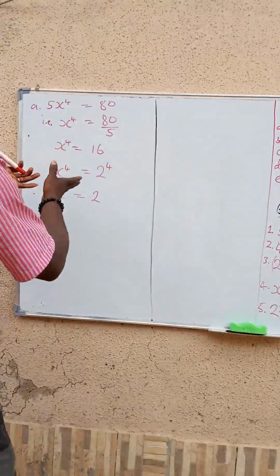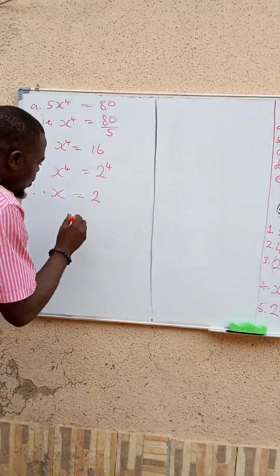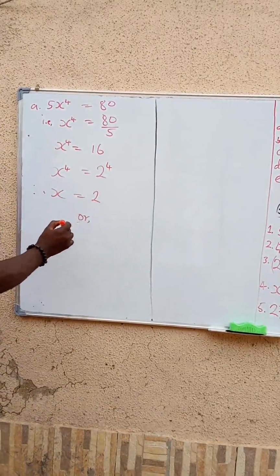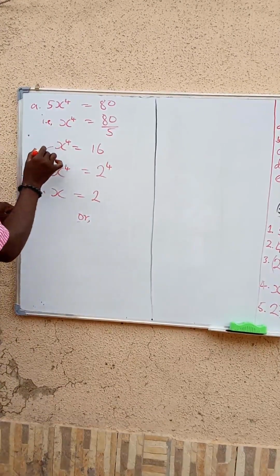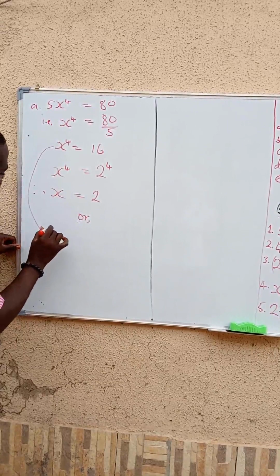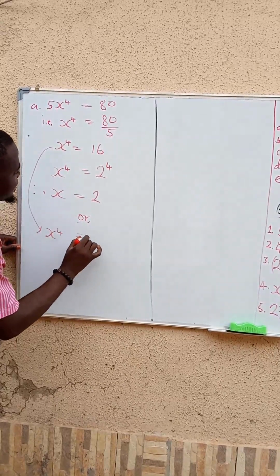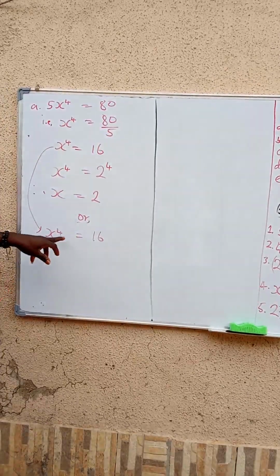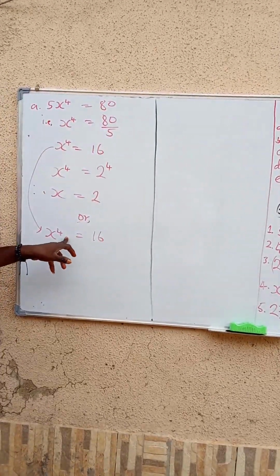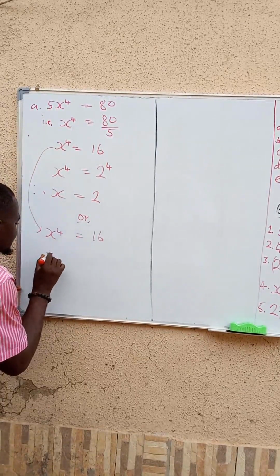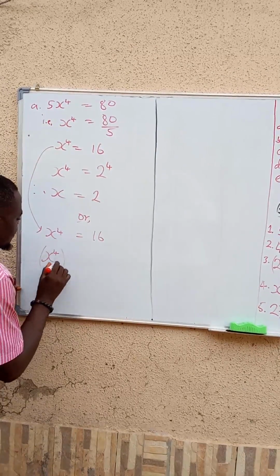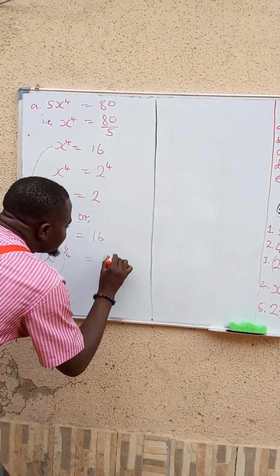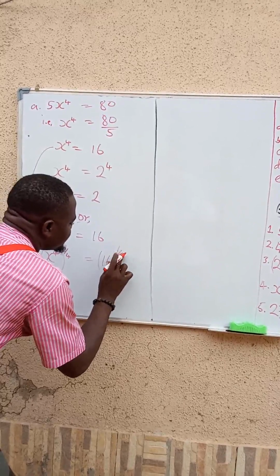But there's a way you can still solve this. From here, x raised to the power of 4 is equal to 16. For me to remove this power 4, I'll take the 4th root. This is it: x raised to the power of 4 all raised to the power of 1 over 4 is equal to 16 all raised to the power of 1 over 4.